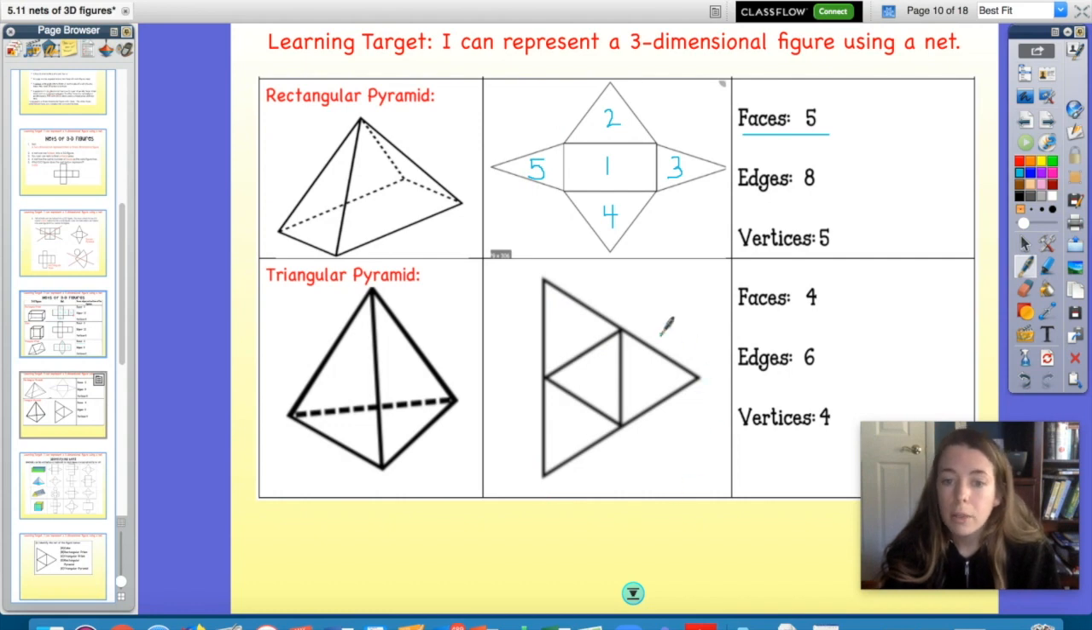A triangular pyramid, on the other hand, has a triangle as its center shape, as its base. So what we know about a triangle is there's only 3 sides, so it would only take 3 triangles surrounding it to create that solid figure.